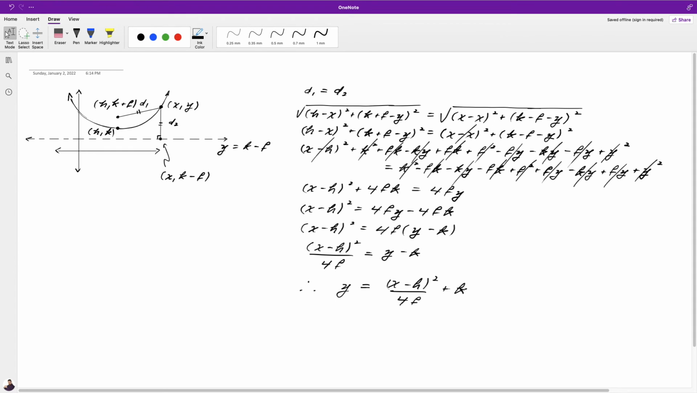Some people wonder why we call it a quadratic. Quad means 4. Well, here's why. There's a 4 down here. Maybe you didn't know that. Now you do.